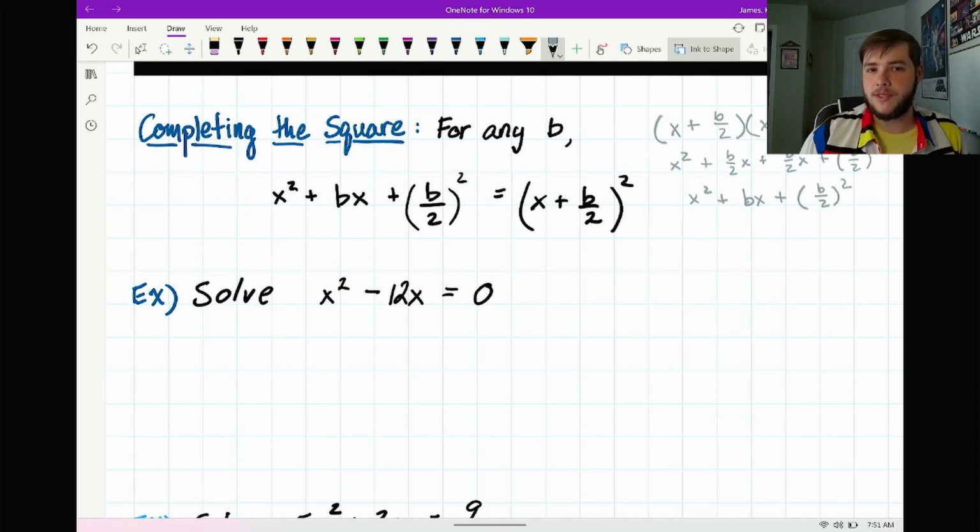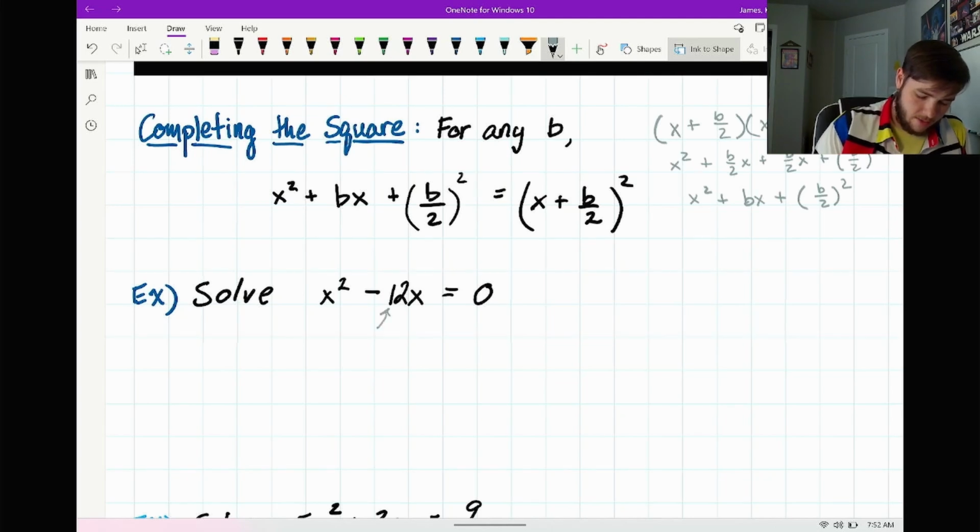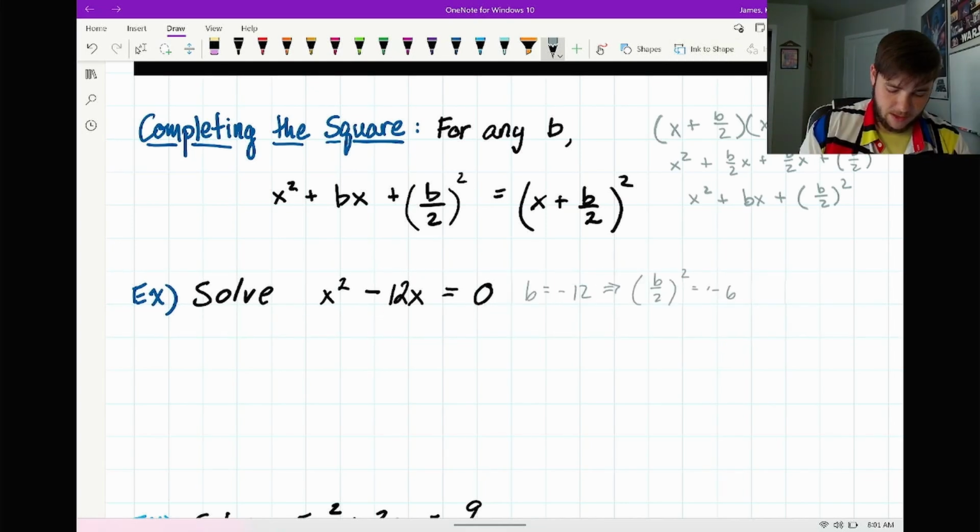So sure, this identity holds. But how does it help us to solve quadratic equations? Well, in this first problem I have, it's a little bit more clear. Notice I almost have something that looks like this left-hand side, but I'm missing the b over 2 squared term. In this case, b is negative 12. So b over 2 squared would be negative 6 squared, or 36.